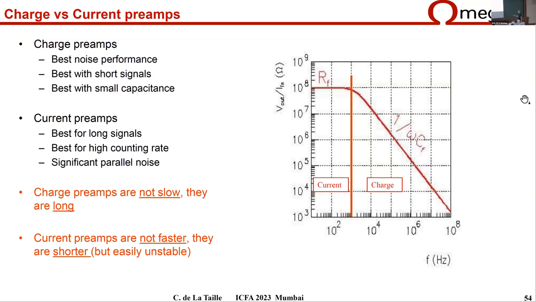For the charge preamp, it's important to realize that they are not slow. You remember they make a short current pulse into a long output voltage. The current preamp is going to keep the current pulse shape at the input. So they are not faster, they are shorter. And there is often this confusion between the signal rise time and the signal duration. This is why you have the difference here, and you will see in a minute that this will come back into play.